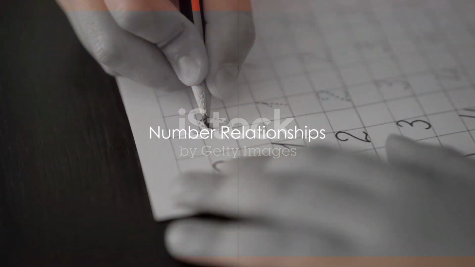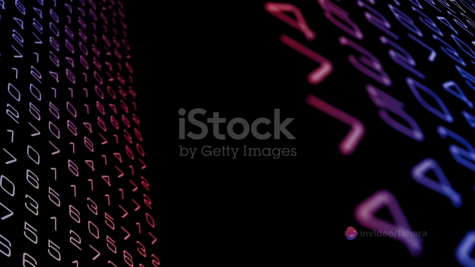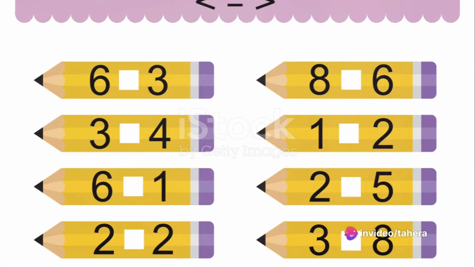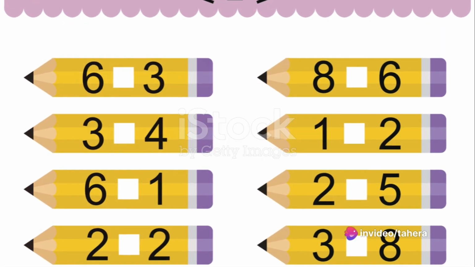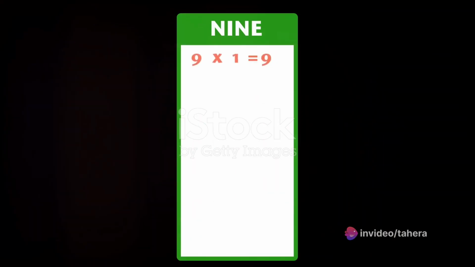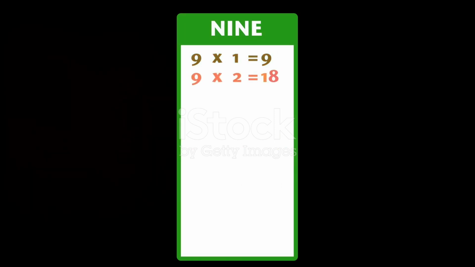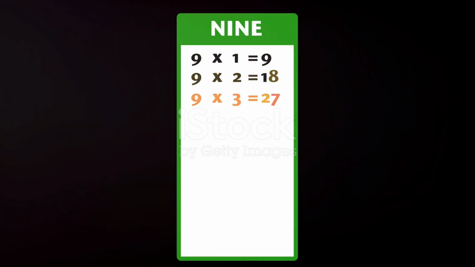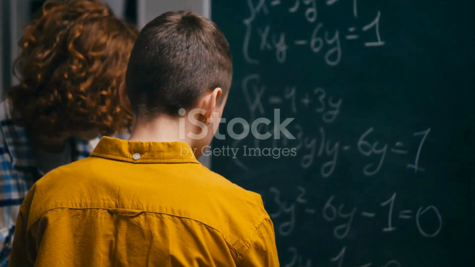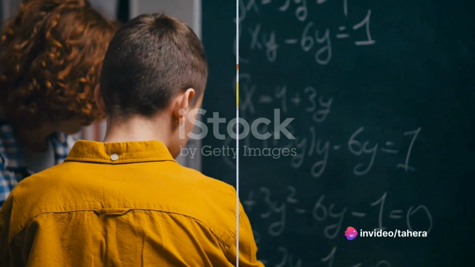And what about number relationships? Think of numbers as being part of a giant interconnected family. Some numbers are multiples, meaning they can be evenly divided by another number. Others are factors, the building blocks that can multiply together to create a new number. Knowing these relationships can help us understand and solve complex problems more easily.